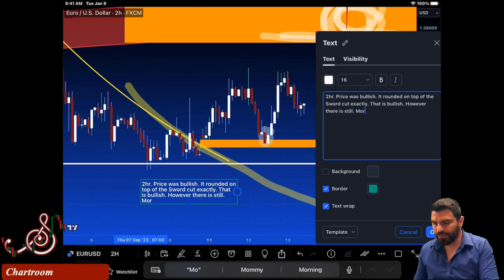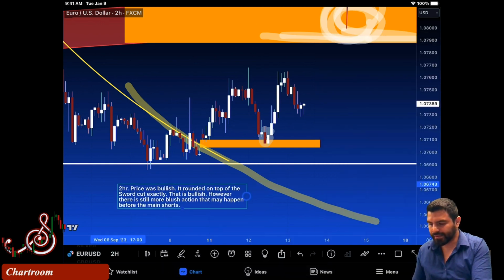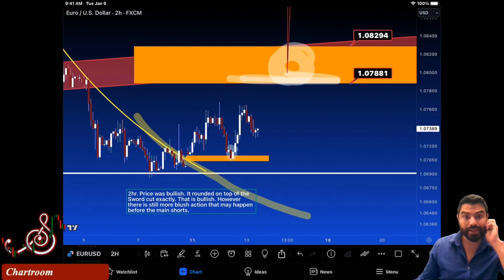However, there's still more bullish action that may happen before the main shorts. Okay, so I'm just going to put that out there. The main shorts are up here. So now let's do something quickly. Let's draw the story out.